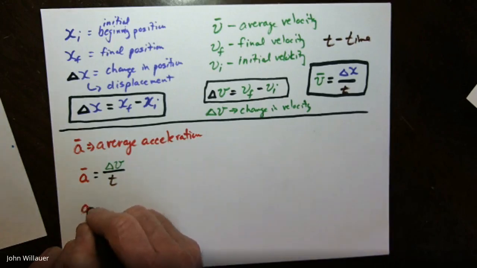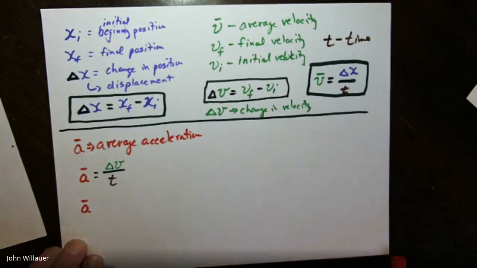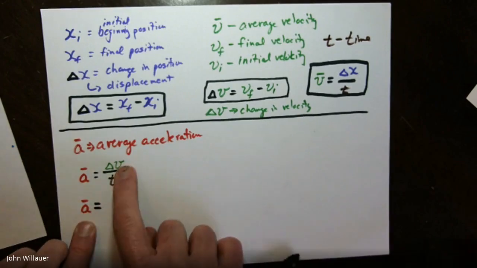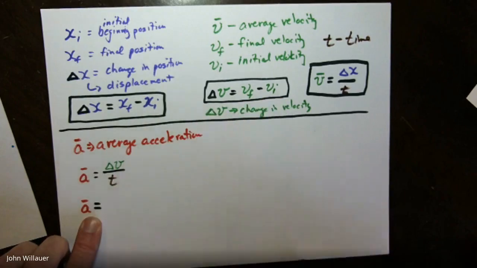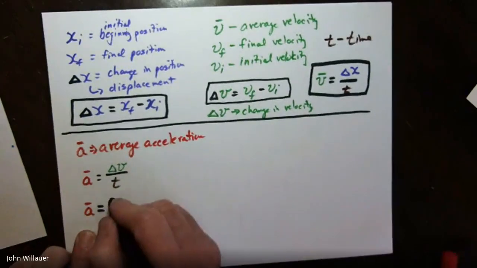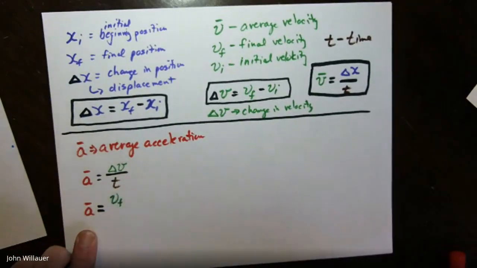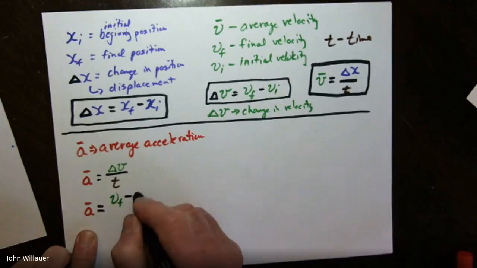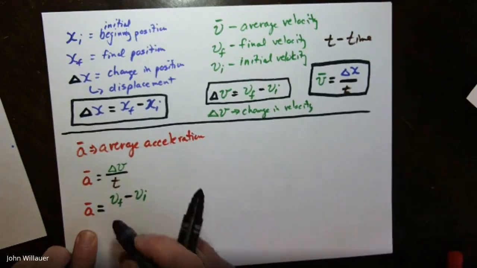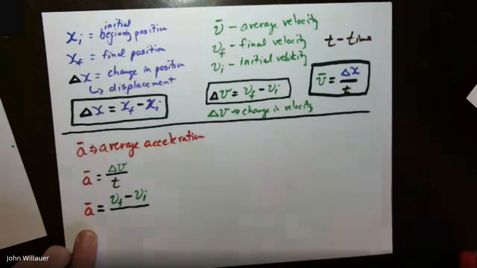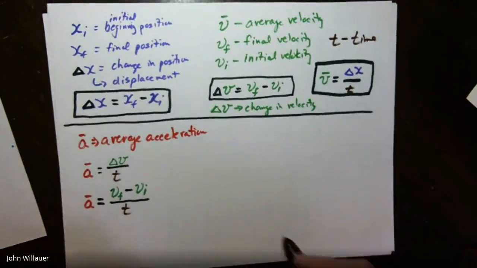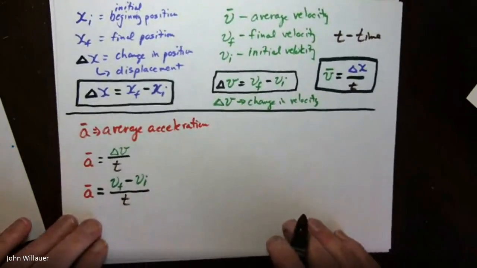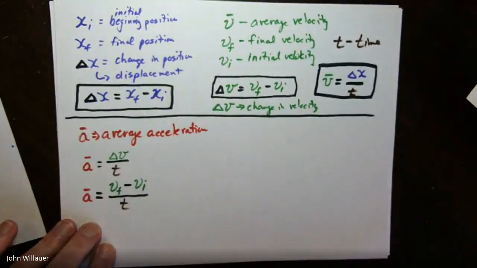I could write it this way. Acceleration equals, now watch what I'm going to do here. Acceleration here equals, well, a change in velocity. What is a change in velocity? Final velocity minus initial velocity. So I could write this one this way. My final velocity minus my initial velocity, all divided by the amount of time that change took to take place, would give me an acceleration. So these are the mathematical ways of looking at these, okay?